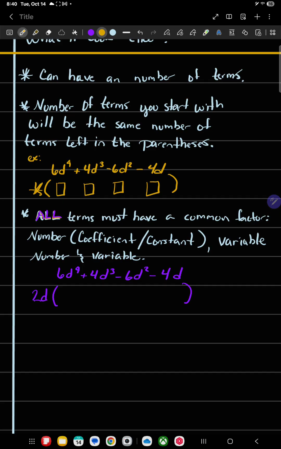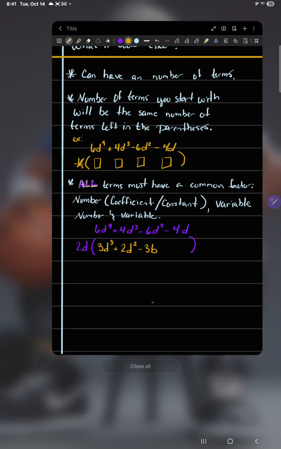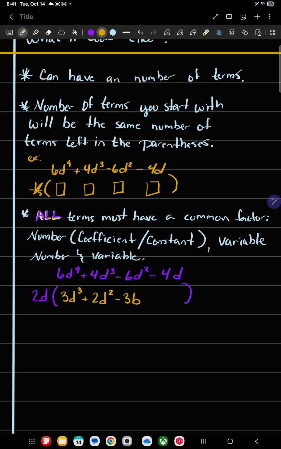Now we divide to see what's left over. It'll be 3D to the, is that a 9? That's a 4. Okay. 3D cubed, 2D to the second, negative 3D, negative 2. And that's greatest common factor. That's all greatest common factor will require you to do.